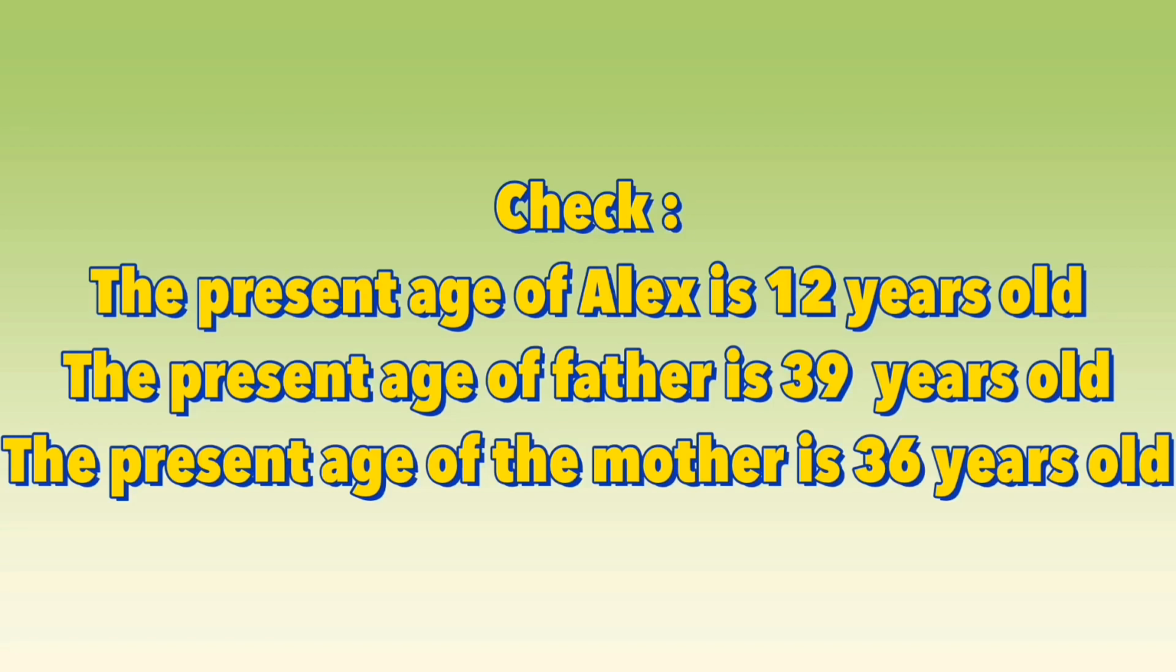And the present age of the father is 39 years old. And the present age of the mother is 36 years old. If we're going to subtract 39 minus 12, we have 27, so he is 27 years younger. And 39 minus 36, so the father is 3 years older than the mother.